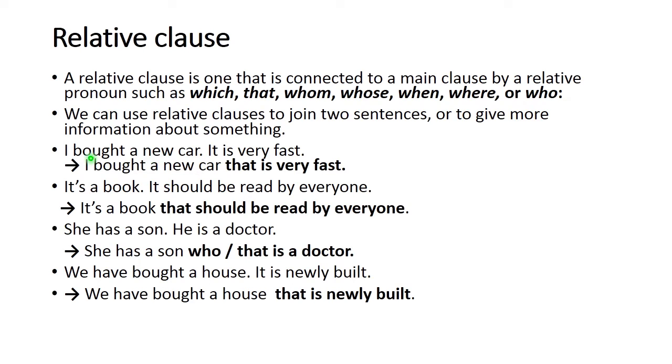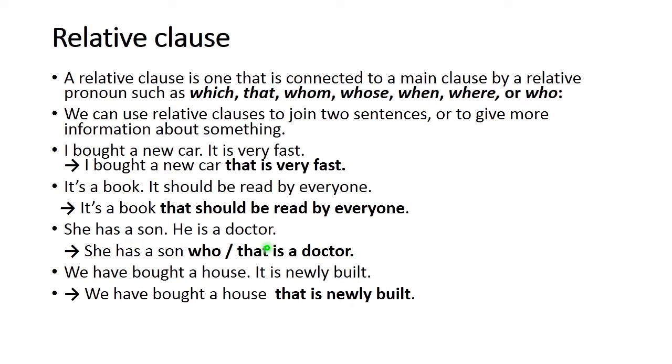You can see these examples. I bought a new car, it's very fast. These are examples of two individual sentences, but we can join these two sentences into a single sentence by using a relative pronoun. In this way we can join these two sentences by placing that in between them: I bought a new car that is very fast. Here is another example. It's a book, it should be read by everyone. It is a book that should be read by everyone. So these two sentences have been joined by the relative pronoun that.